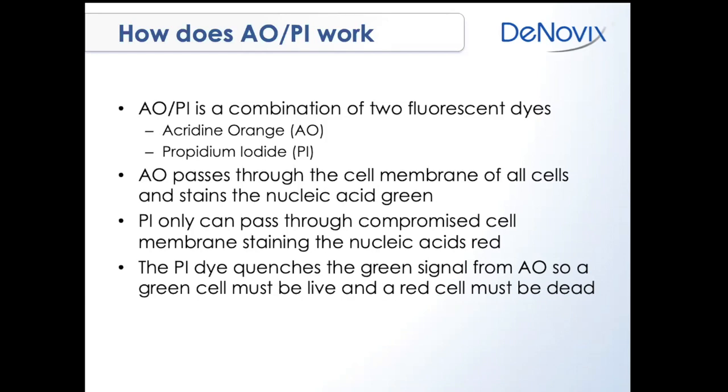It can only pass through compromised cell membranes, so cells that are dead or dying, and then it stains the nucleic acids in those cells red. AO enters both live and dead cells, but the PI dye quenches the green signal from AO. So when you look at it under a microscope, cells that have been stained with this combination of dyes, if there's a green cell, it must be a live cell, and a red cell must be a dead cell.